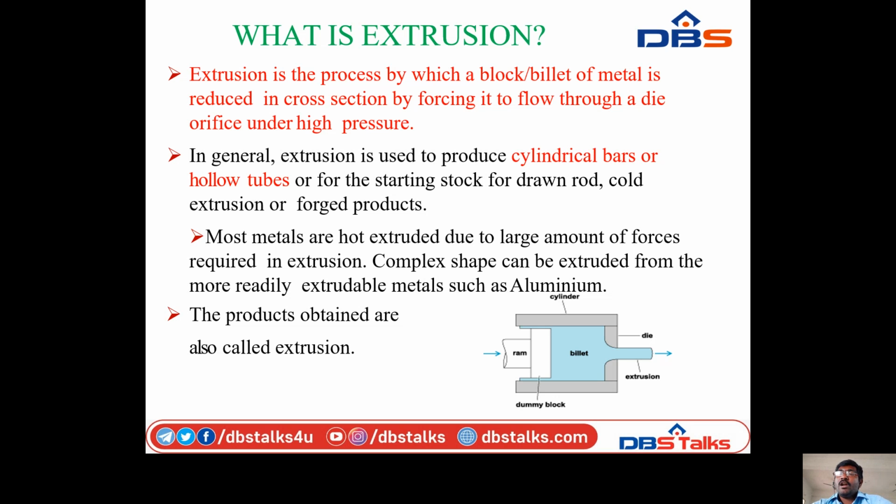Most metals are hot extruded due to the large amount of force required in extrusion. Complex shapes can be extruded from the more readily extrudable metals such as aluminum. The products obtained are also called extrusions.